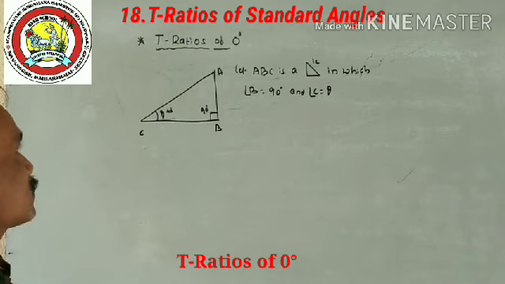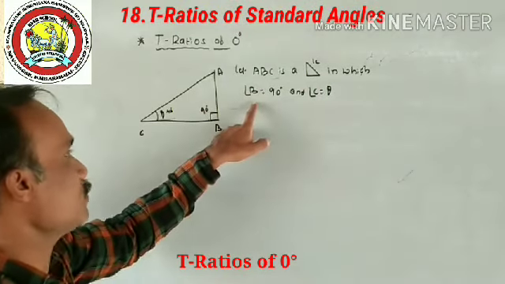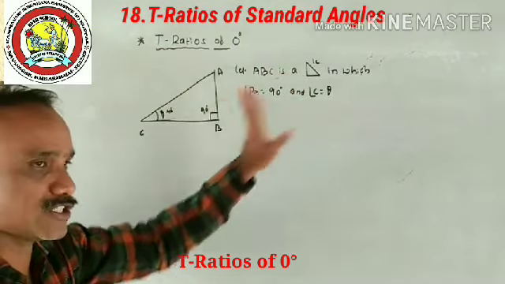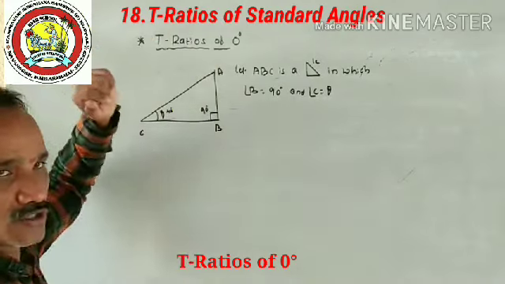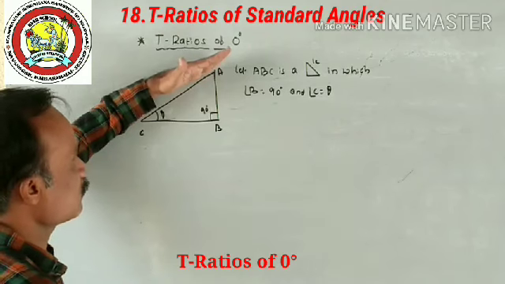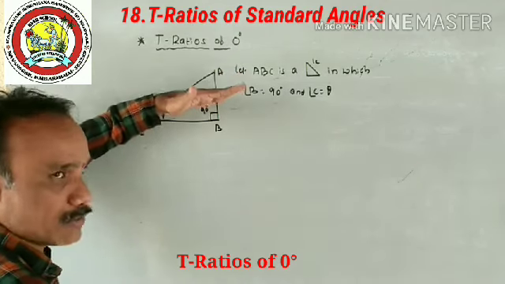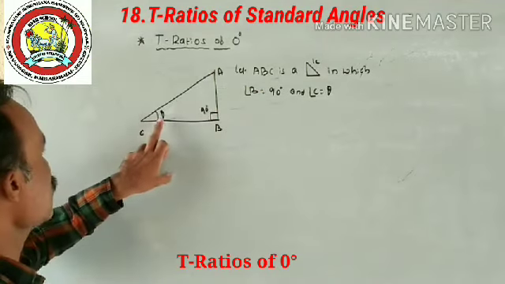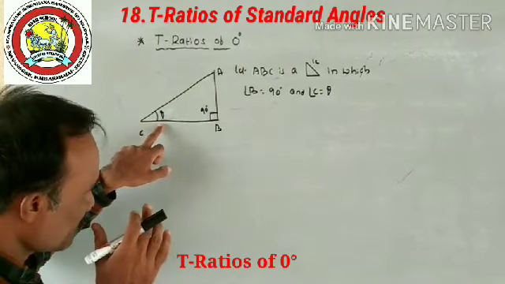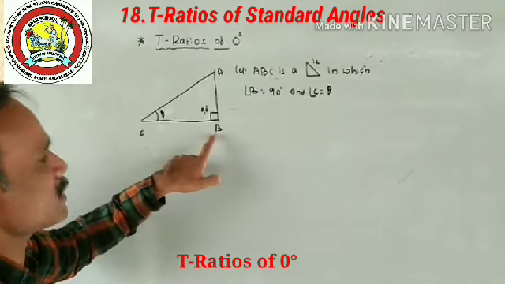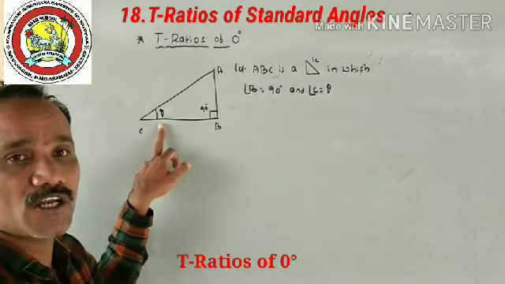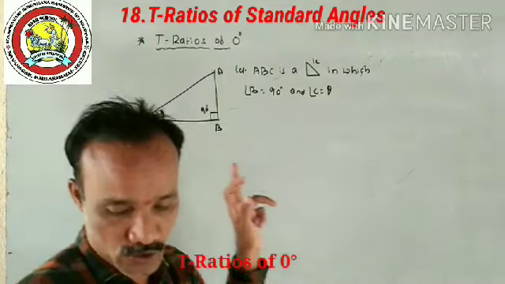I repeat once again. Consider a right angle triangle ABC in which B is equal to 90 degrees and C is equal to theta. Now we are going to find the trigonometric ratios of 0 degrees, so we have to make theta equal to 0. Now AC moves towards B, downwards, then automatically theta gets smaller and smaller. In that case, point A coincides with B, and finally the theta value becomes completely 0. Is it clear now?